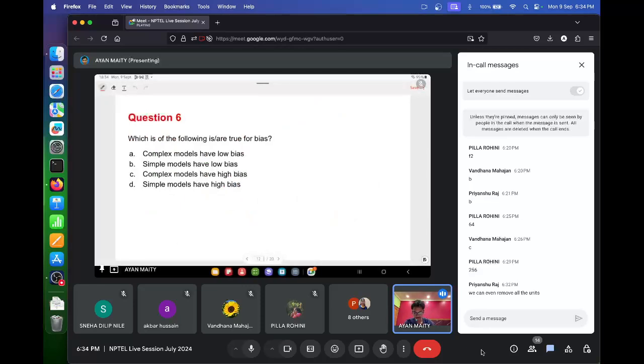Now question 6. Which of the following is or are true for bias? So more than one option might be correct in this question. So complex models have low bias, simple models have low bias, complex models have high bias, simple models have high bias. So multiple options may be correct in this question.